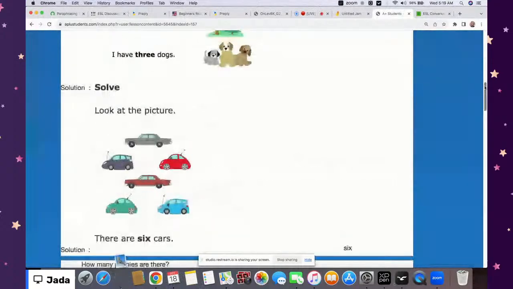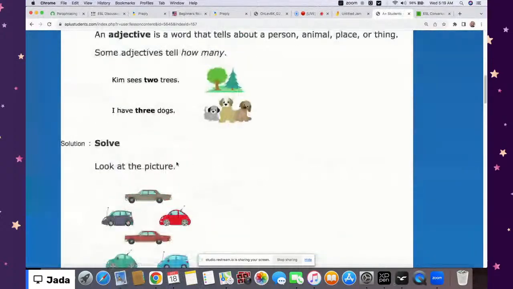Now, we have trees here and we have dogs. Now, how many trees do you see? Or how many trees does Kim see? Kim sees 2 trees. Okay. Good. How many dogs do you see? Everyone tell me on the chat.